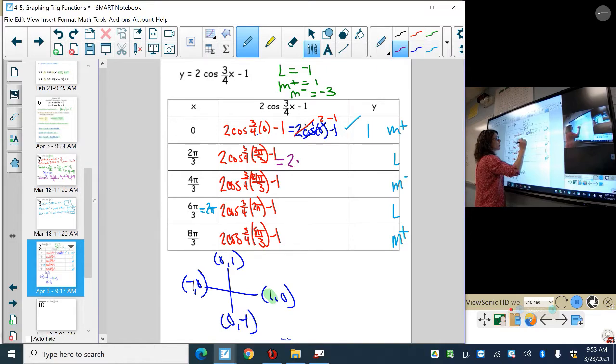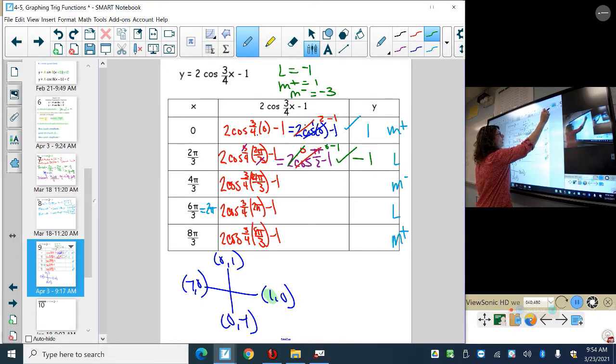So this is going to be 2 times the cosine. The 3's cancel out, and 2 over 4 is going to give me pi over 2 minus 1. What is the cosine at pi over 2? That's going to give me 0. Times 2 is going to give me a 0. Minus 1 is going to give me a -1. Again, that's what my level is, so I know I did it right.